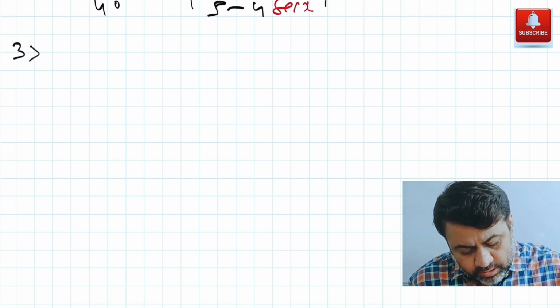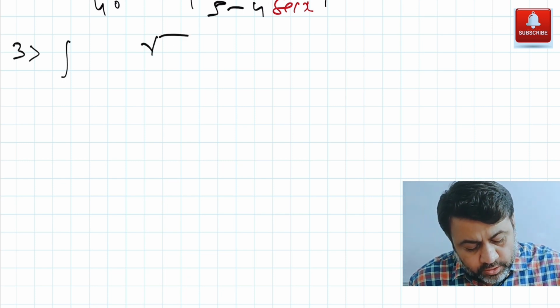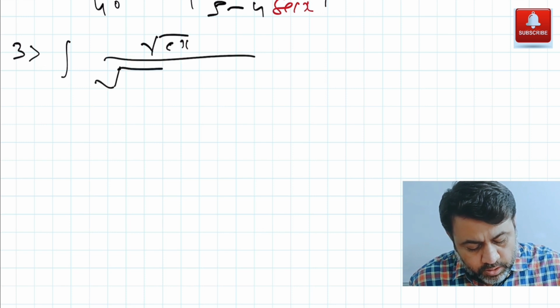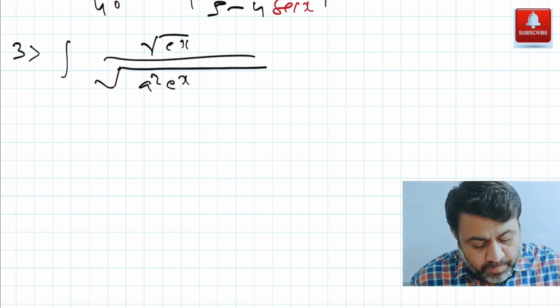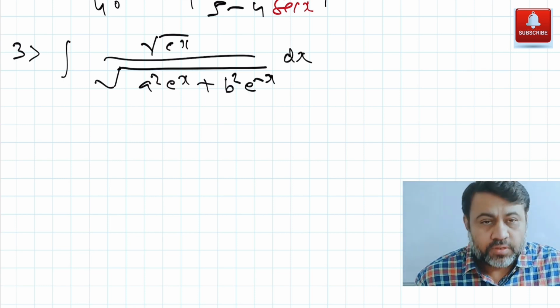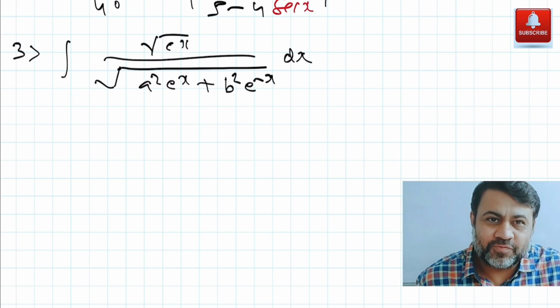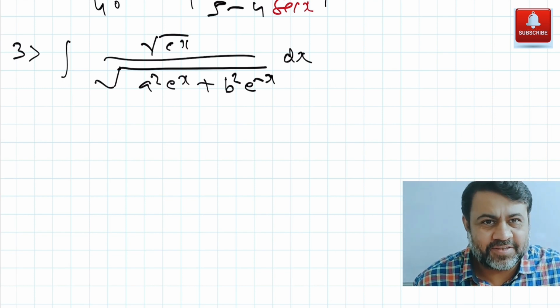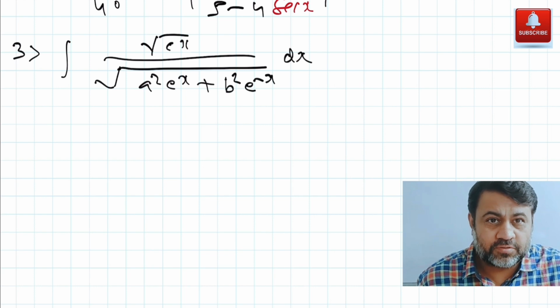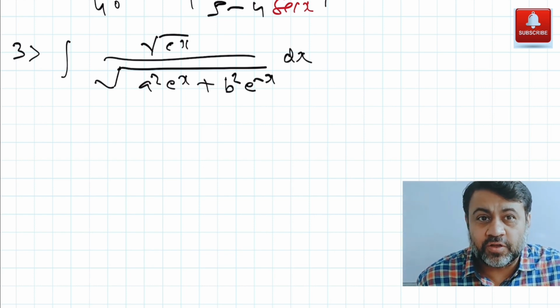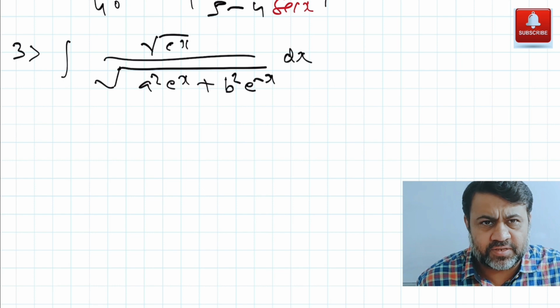Our question number 3 is we have under root e power x upon, we have under root a square e power x plus b square e power minus x dx. Okay, now this is one of the very frequently asked types of question in the exam, but यहाँ पे अभी square root के अंदर है, denominator is inside the square root. First two questions the denominator में there was no square root, so here we might have to use 1 by under root a square plus x square, 1 by under root a square minus x square, or 1 by under root x square minus a square formula.